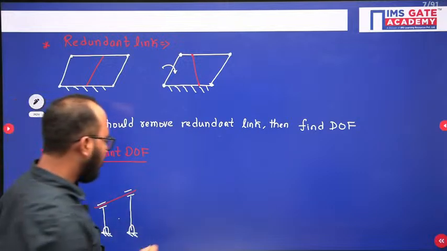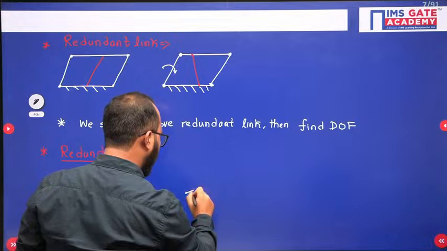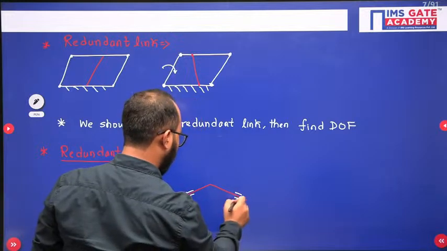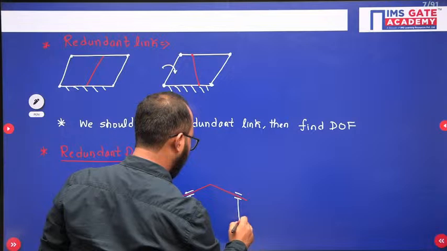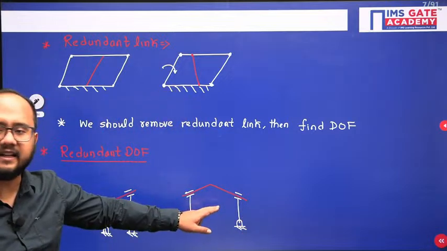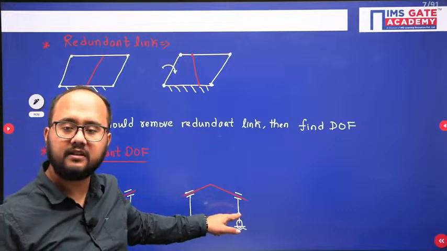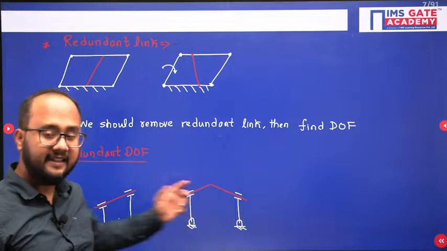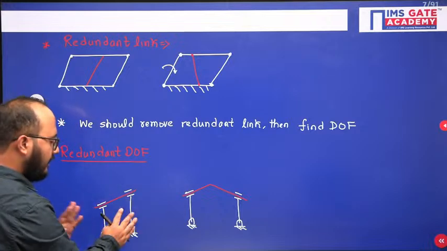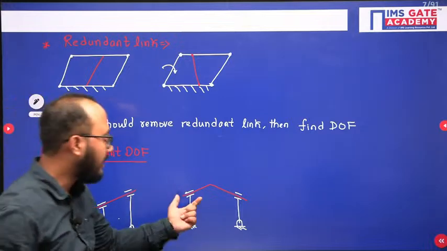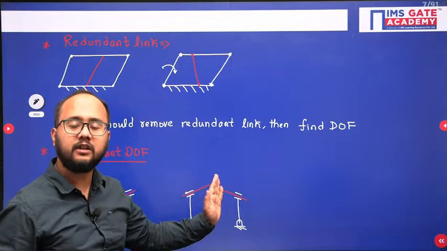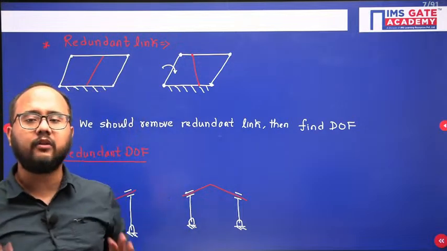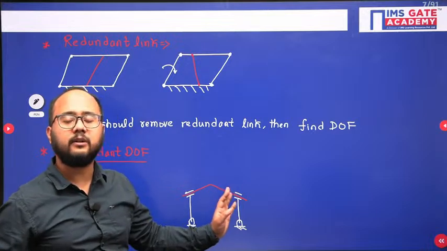Now one more example I want to give you here. Let's suppose this link has been placed like this. Now please tell me, in this case can I say this red link is having a redundant degree of freedom? In the earlier case, if I move this red link, other parts of the mechanism are not going to get affected. But in this case, if I try to give motion to the red link, other parts will definitely get affected. So in this case, it is not having a redundant degree of freedom.